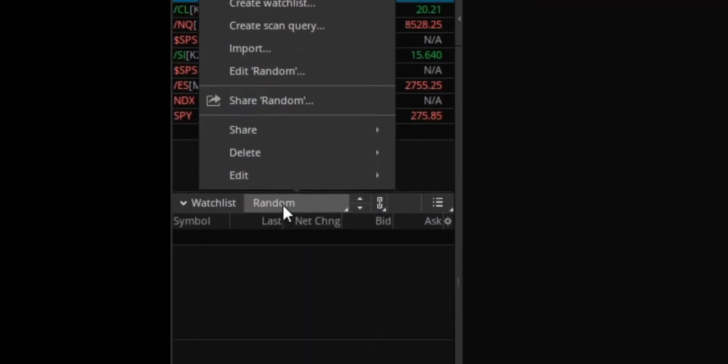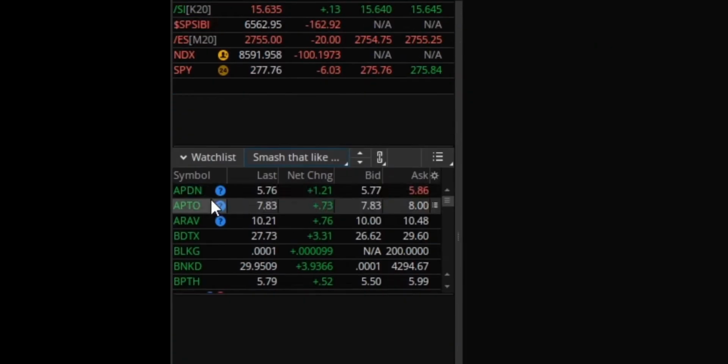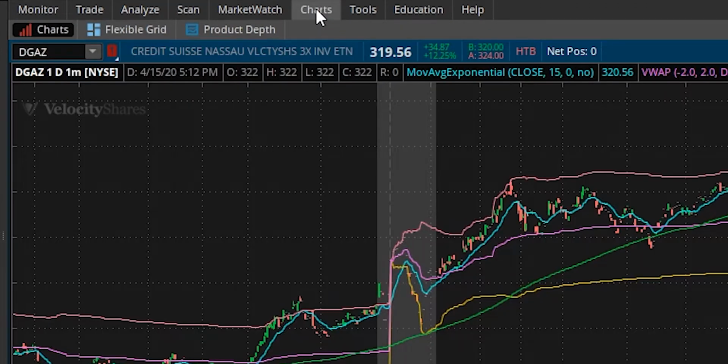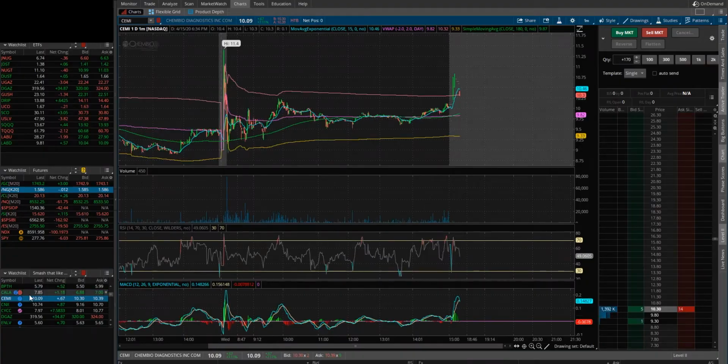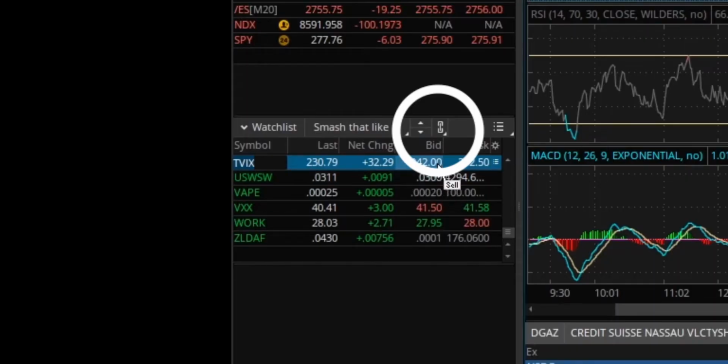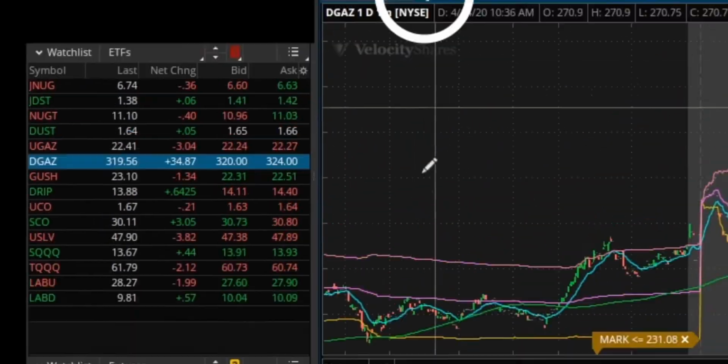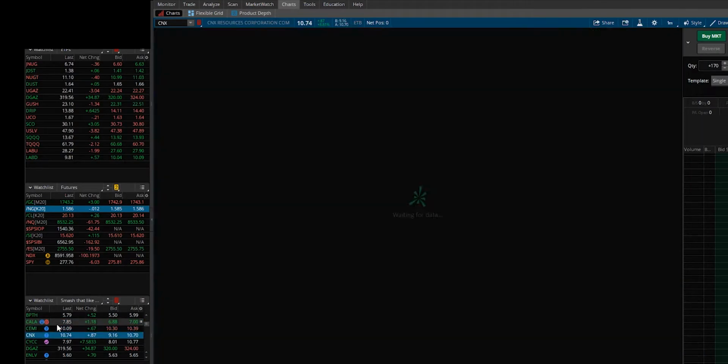Alright, now go back to the scan section and select your watch list. Now, if you go back to charts, you'll be able to see your watch list and look through every one of your stocks that you picked to see what's good and what's not. Also, make sure this little number and color match up so that you can look through them easier.